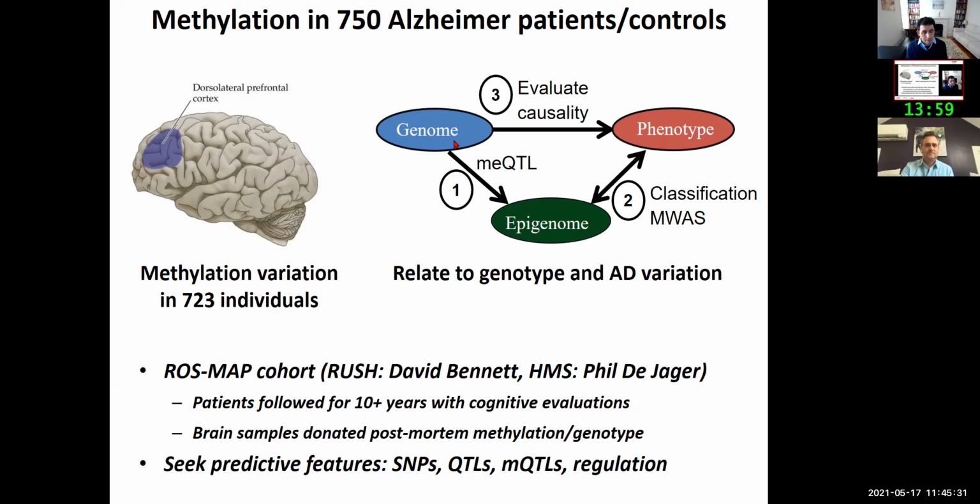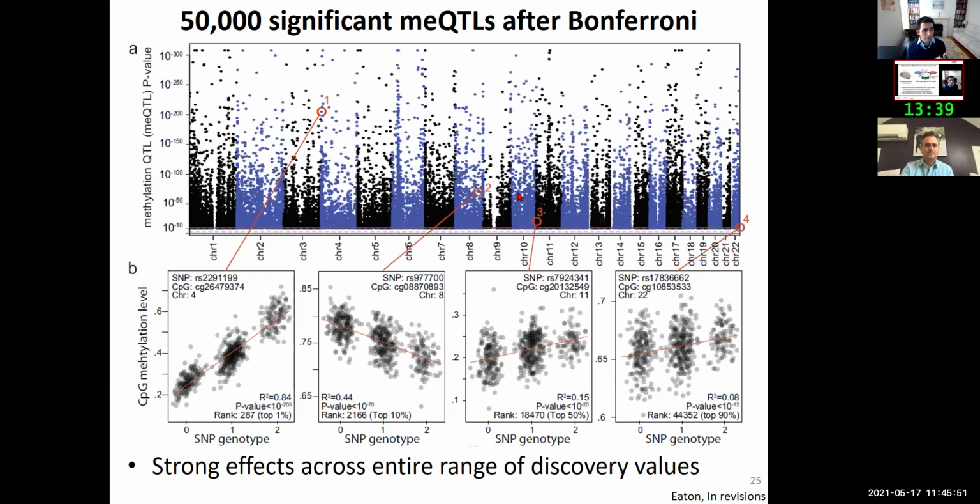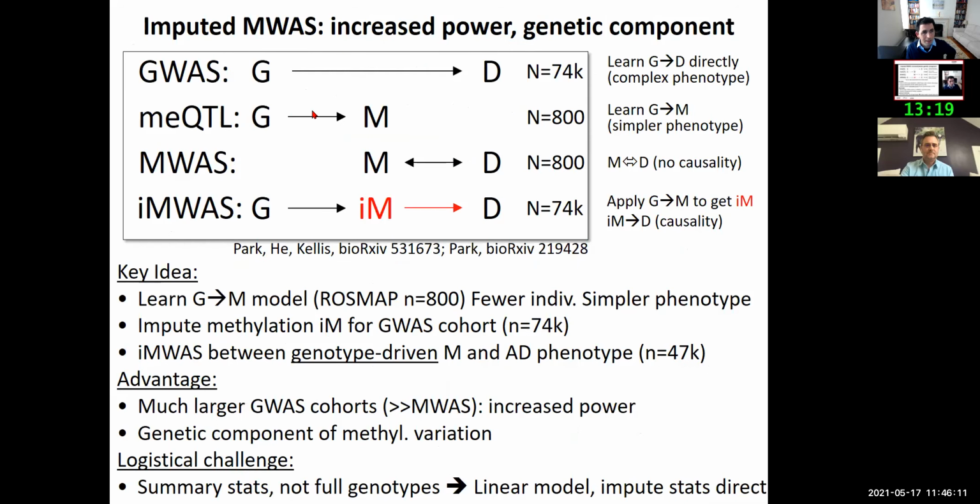So looking at this systematically across 723 individuals from the Religious Order Study and Memory and Aging project, driven by David Bennett at Rush University and in collaboration with Phil de Jager, previously at HMS, now in Columbia, we basically looked at how the genome can allow us to predict the epigenome. And what we found is 50,000 genetic loci, where if I know the genetics of a person at conception, I can predict the methylation of that person at 93 years of age. And this correlation allows us to now start predicting the epigenome systematically.